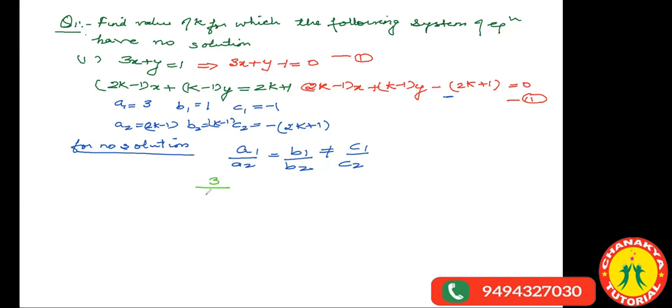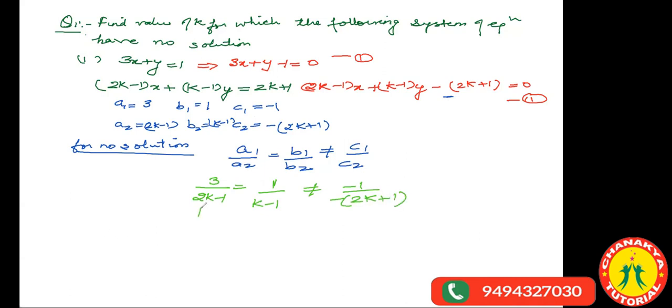Value of A2 is 2k minus 1. Value of B1 is 1. B2 is k minus 1 is not equal to minus 1 upon minus 2k plus 1.